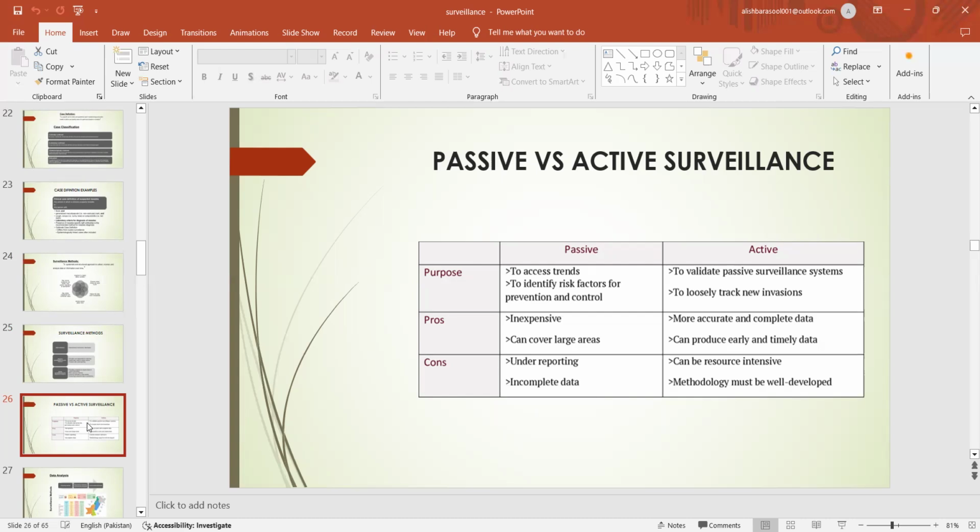Pros: passive surveillance is inexpensive and covers large areas. Active surveillance gives more accurate and complete data and can produce early and timely data. Passive surveillance consequences: underreporting and incomplete data. Active surveillance consequences: it can be resource intensive. Methodology must be well developed.